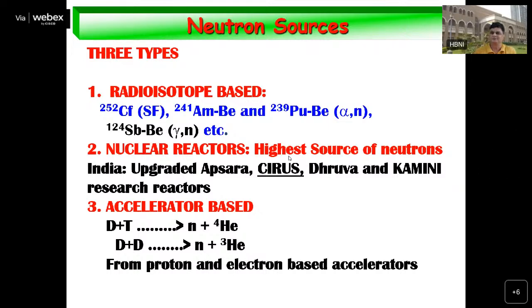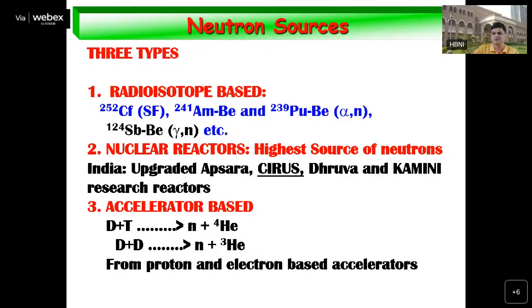Okay, so there are three different types of neutron sources. One is laboratory based. It can be a 252 californium source, which undergoes spontaneous fission. Because of the spontaneous fission, you get a regular supply of neutrons.